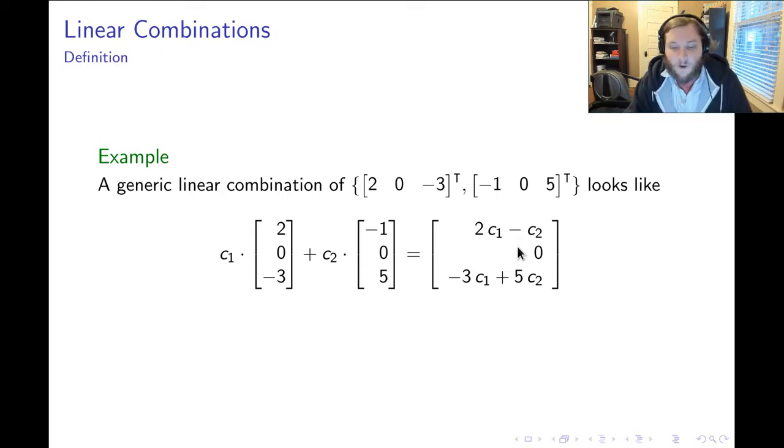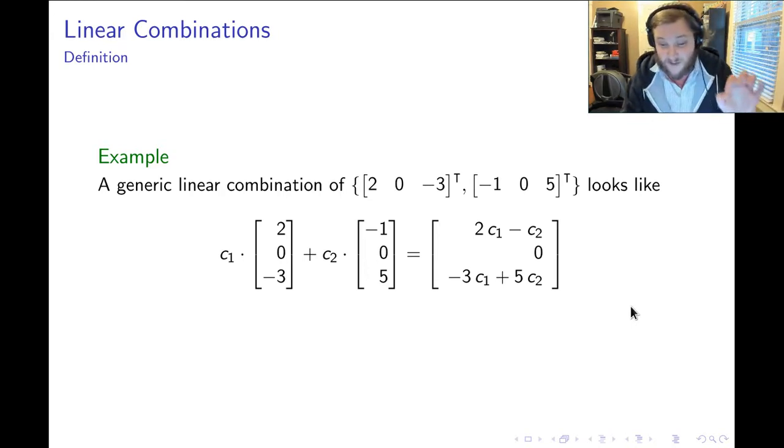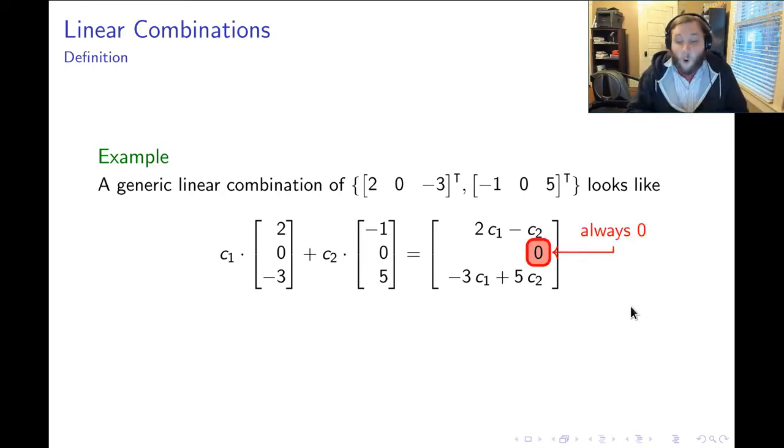And this new vector has three coordinates. The first coordinate is 2 times C1, where C1 is the first scalar we chose, minus C2, which is the second scalar we chose. The second thing to notice is that the second coordinate is always equal to 0, because C1 times 0 plus C2 times 0 is equal to 0. And the third coordinate is always equal to -3 times C1 plus 5 times C2. So one thing that pops out of this is that by taking a generic linear combination of these two particular vectors, we always produce a vector that has 0 as the second coordinate.